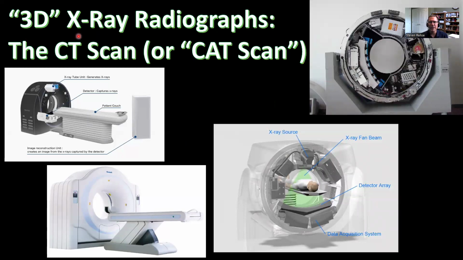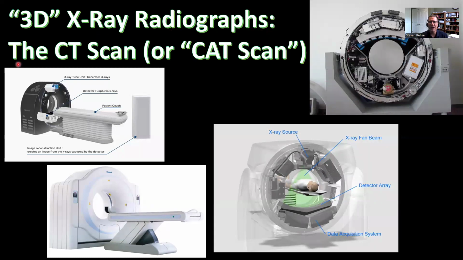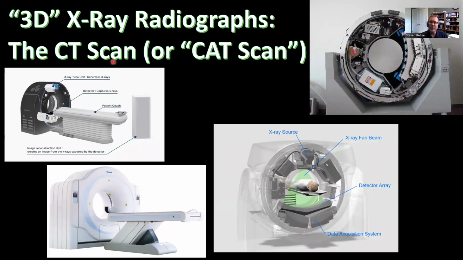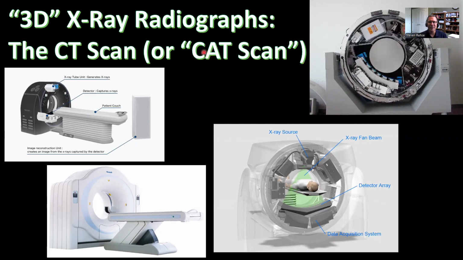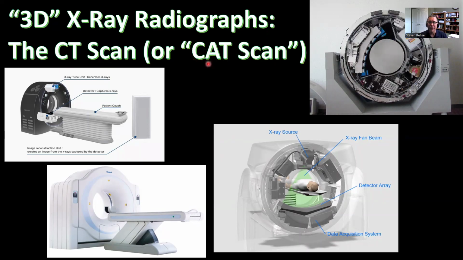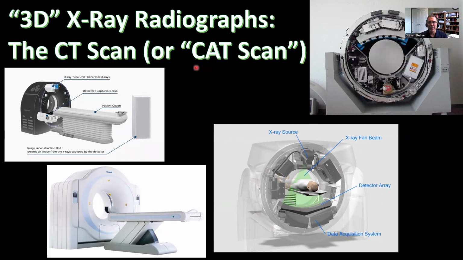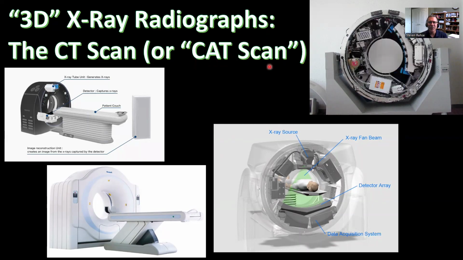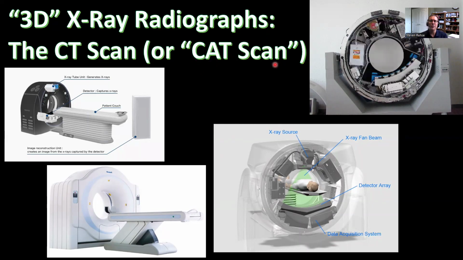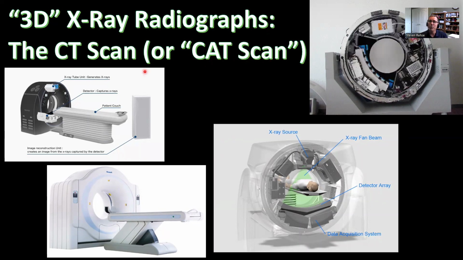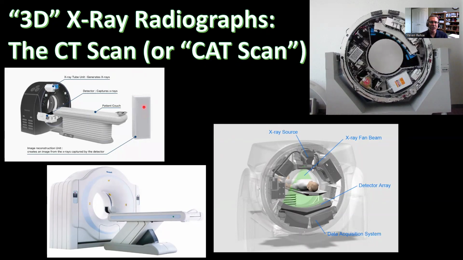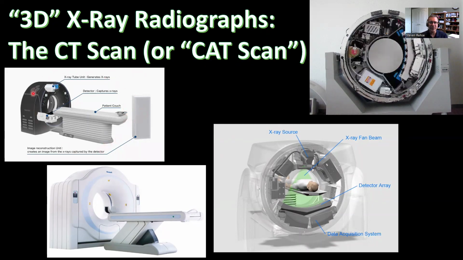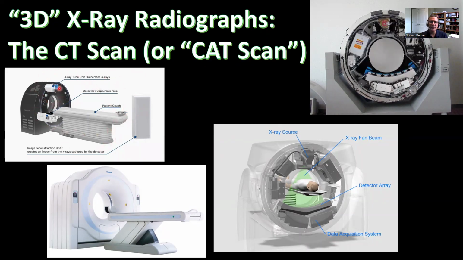There are such things as 3D X-ray radiographs, and we call that a CT scan. Sometimes people colloquially call that a CAT scan, but you really shouldn't call it a CAT scan. This is an older terminology. When I was a boy growing up, they called these radiographs CAT scans, and people still do. They'll still call them CAT scans, but the proper appropriate medical term for that is a CT scan. So the CT scan is taken out of a CT unit. So this is a CT scanner. The CT scanner, it's an X-ray tube.